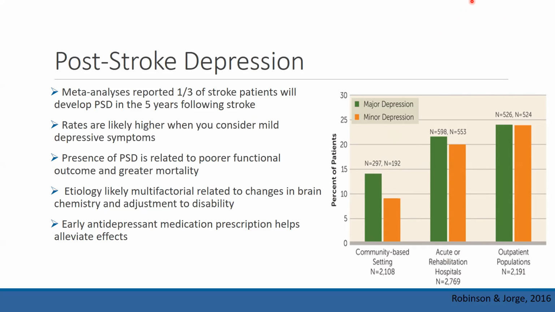The presence of post-stroke depression is related to poorer functional outcome and greater mortality. So it's something we really need to be on top of and aware that this is a fairly common occurrence after stroke. The etiology is, like I said, yeah, they just had a stroke, but there also seems to be very specific changes in brain chemistry that lead to depression more commonly after stroke than other types of head injuries. And it's been shown that while therapy and medication both help, medication actually seems to have the biggest impact on alleviating symptoms of post-stroke depression.